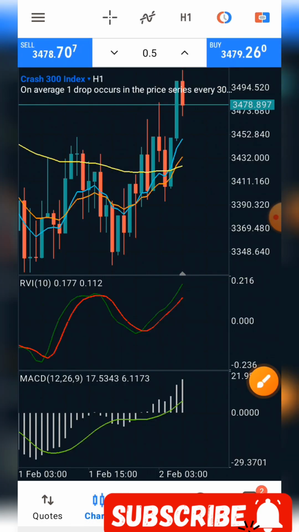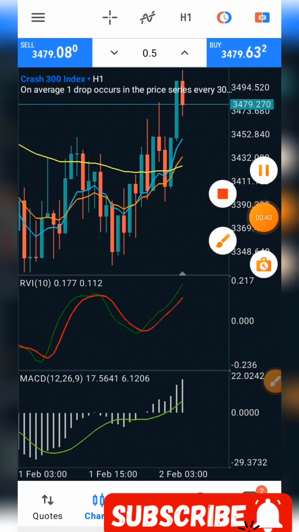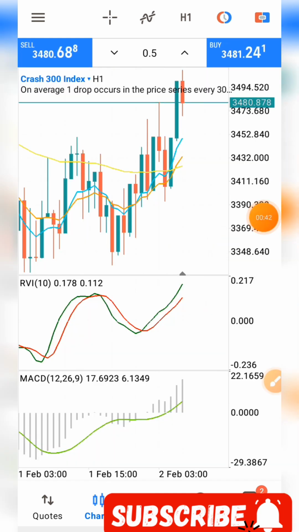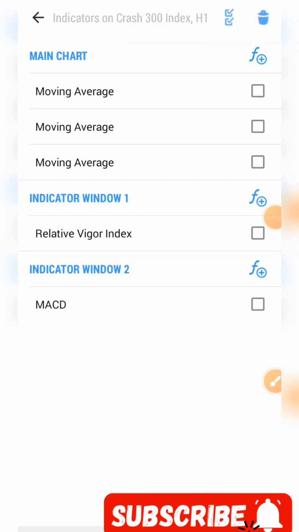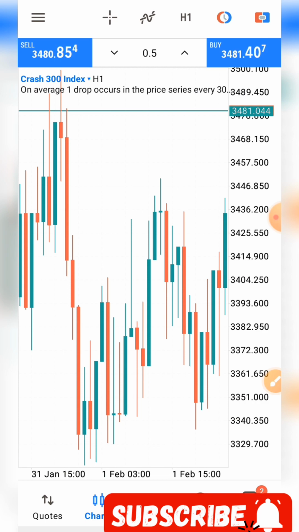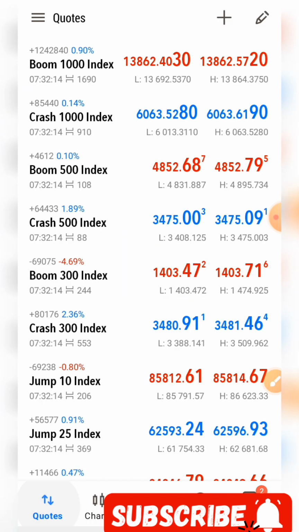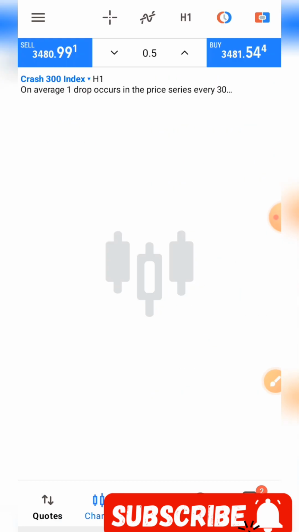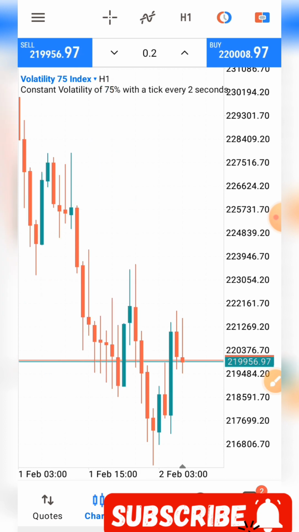Now, we have different forms of forex traders in this world, and many of them have different reasons. Let me remove everything here for you to see clearly what I'm about to do. Now, this is the market itself. The current market that is running is on volatility 75.